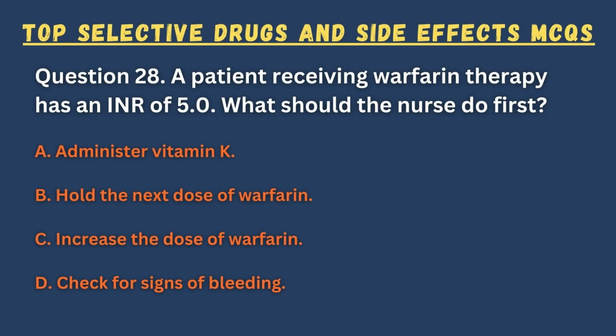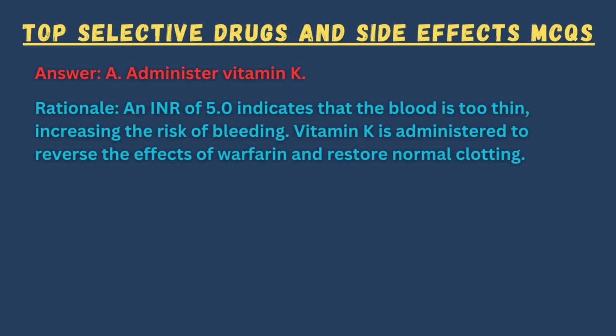Question 28. A patient receiving warfarin therapy has an INR of 5.0. What should the nurse do first? A. Administer vitamin K. B. Hold the next dose of warfarin. C. Increase the dose of warfarin. D. Check for signs of bleeding. Answer: A. Administer vitamin K.